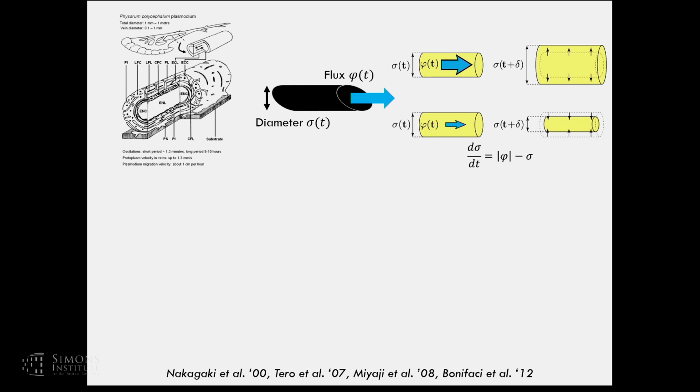And this gives rise to the following mathematical model, which was used to describe its dynamics. If sigma is a vector, which corresponds to, for every edge, the diameter there, then d sigma by dt, which is how the tubes are changing in their diameter, is equal to the magnitude of the flux minus the current diameters. So this is a coordinate-wise equation of a coupled set of differential equations. They're coupled because the flux phi depends on all the diameters. Okay, so this is a differential equation.